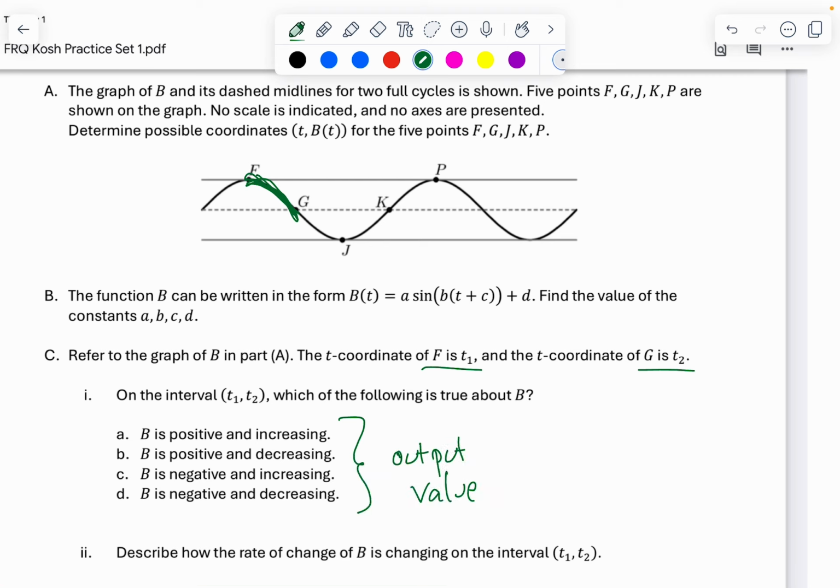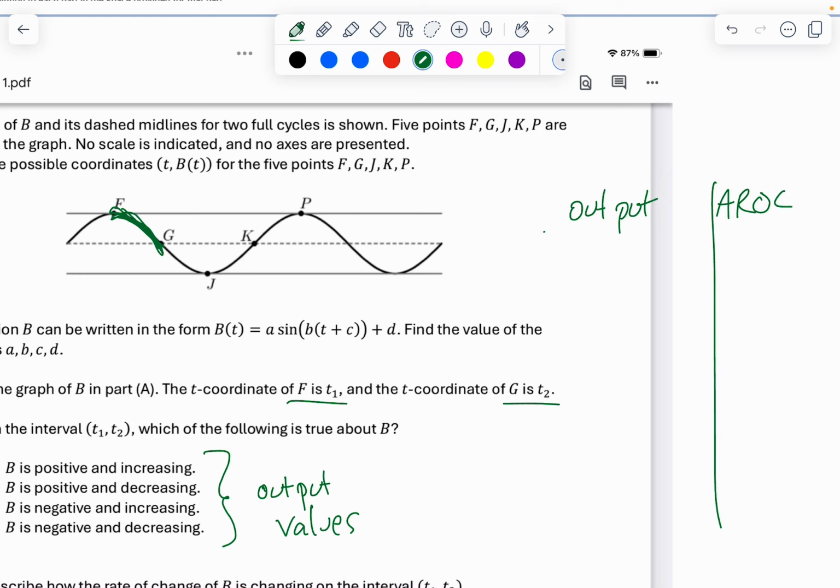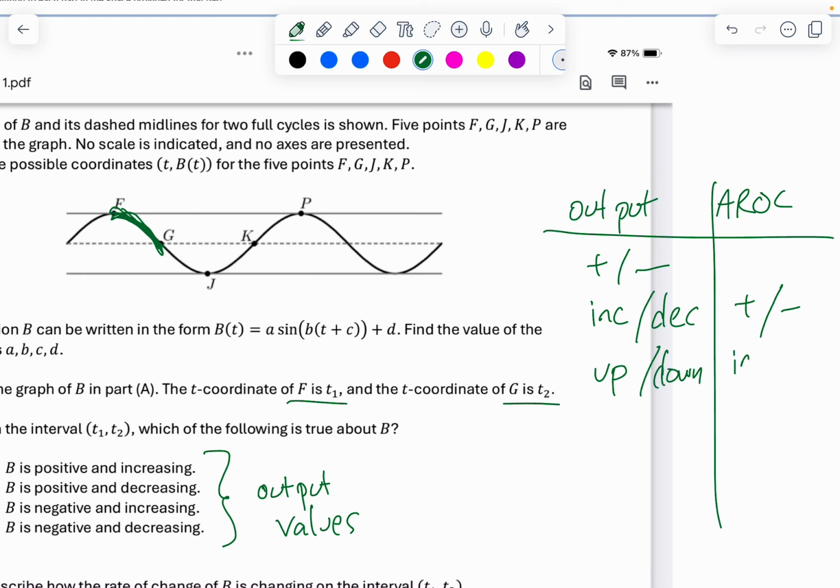Okay, so do you remember that little chart that I just wrote? I'm going to write it again just to get it in your head. We have output values and we have the average rate of change. We can be positive or negative, that tells us nothing about the average rate of change. We can be increasing or decreasing, which tells us the average rate of change is positive or negative. We can be concave up or concave down, which tells us that our average rate of change is increasing or decreasing. So I think this may be very helpful when you take your AP exam.